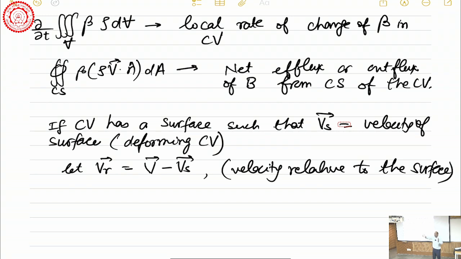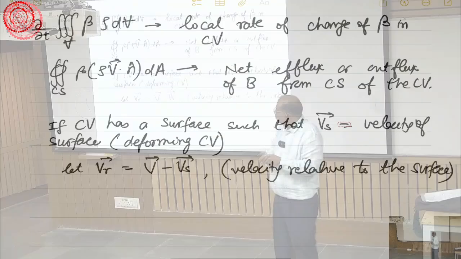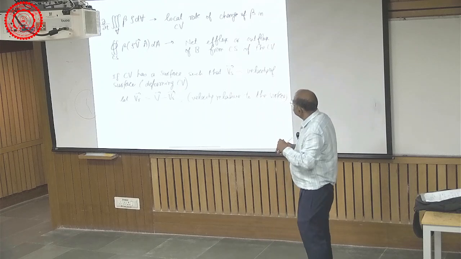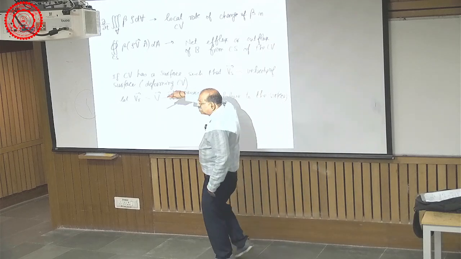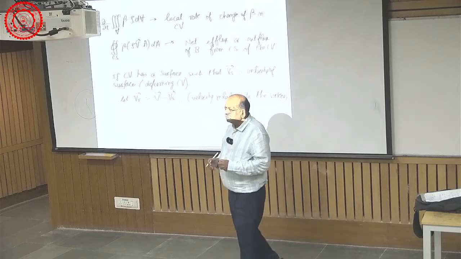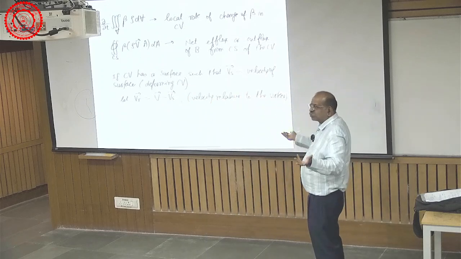That means the control volume also has a speed, and the fluid crossing it has a speed which is different from the speed of the control volume. If it is the same, then the fluid will not cross. The example I gave again is of the balloon which is expanding or deflating. If the control volume coincides with the balloon surface, then V will be equal to Vs, so Vr will be 0. In this case, the equation stays the same, only this V gets replaced by Vr, because it has to be relative to the control volume.